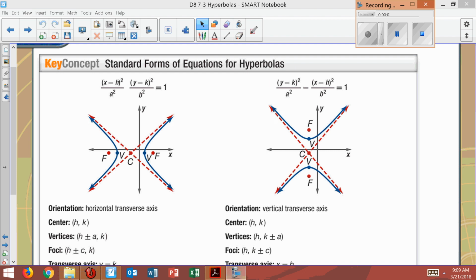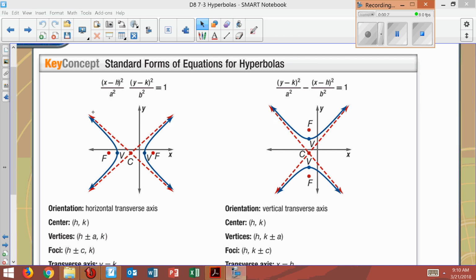Lesson 7.3, hyperbolas. A hyperbola, first off, is like a parabola with a mirroring parabola going the opposite direction. So it kind of looks like just two opposite facing parabolas, but that's what a hyperbola is. Some things to notice about a hyperbola is the focus is located within the hyperbola, just like with a parabola. But since there are two parabolas, there are going to be two foci.